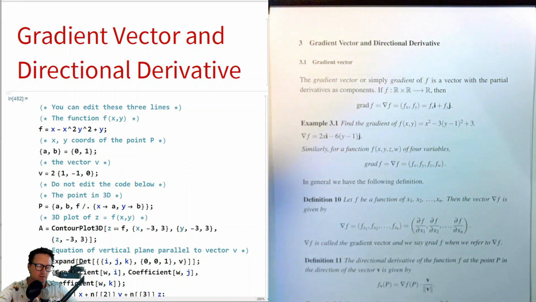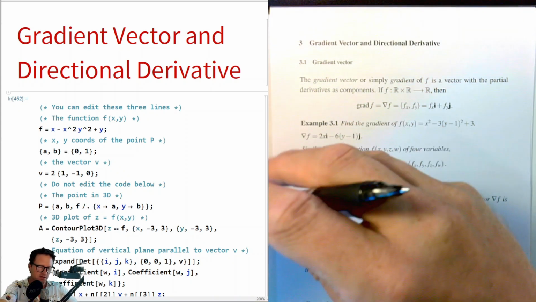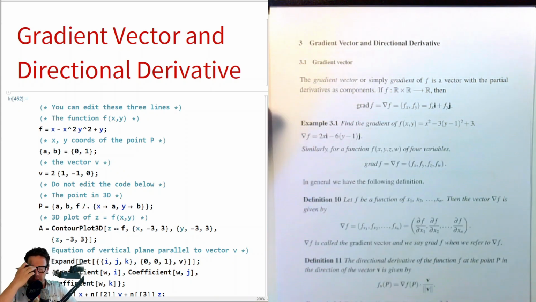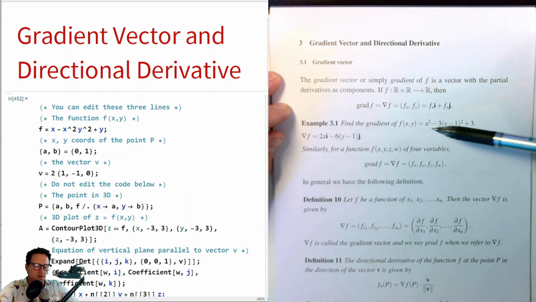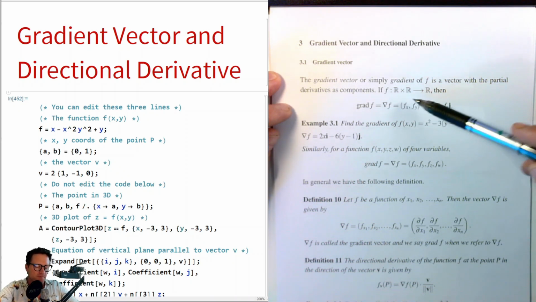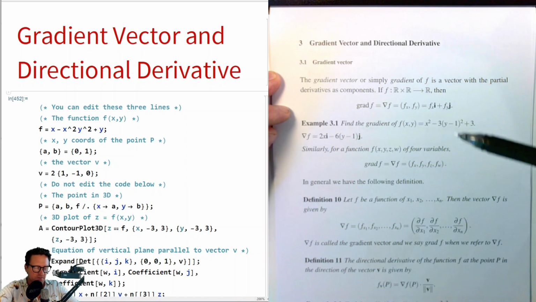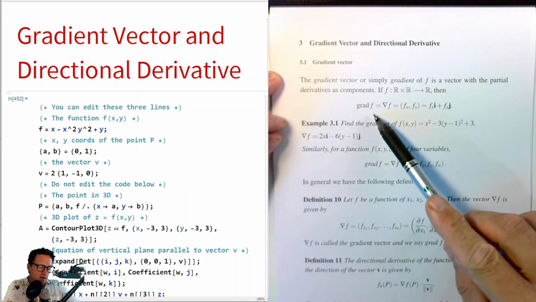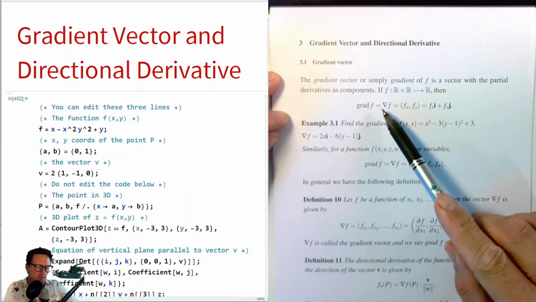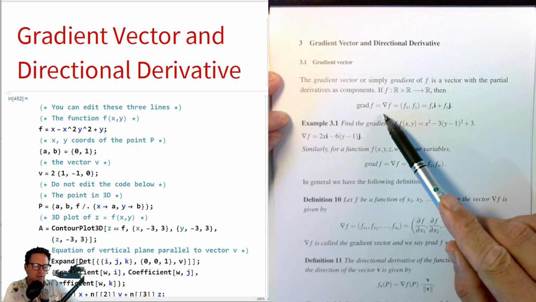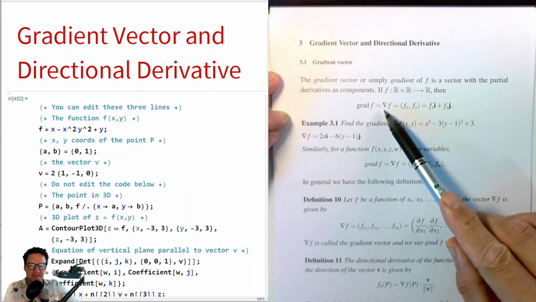Welcome! Today we're going to do the gradient vector and the directional derivative. The gradient vector, or simply the gradient of f, is a vector with the partial derivatives as components of that vector. If f is a map from two-space to the set of real numbers, then the gradient of that function f is denoted by this triangle, grad f, that is the simple nabla.